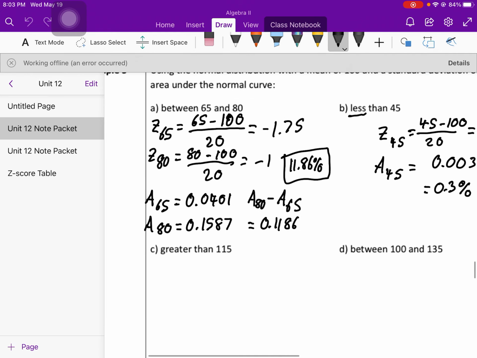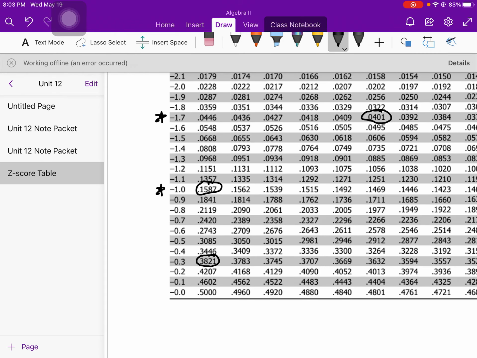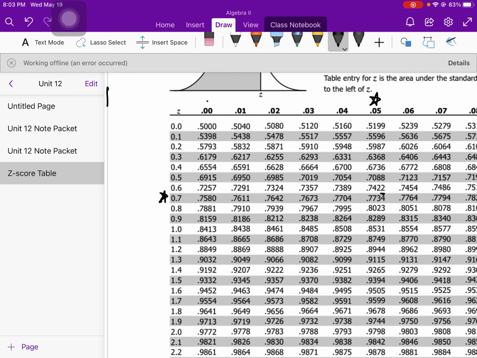Greater than is different, so I want to do C. We're going to skip D because D is just like what we did for part A. When it's greater than, you still need to find the z-score, so we're going to do z of 115. So that's 115 minus 100 divided by 20, which comes out to be 0.75. So I'm going to go to the table here, go down to the positive table. This time I'm looking at 0.75. So here is 0.7, and then 0.05 is right there. So I find where those meet, which is 0.7734.